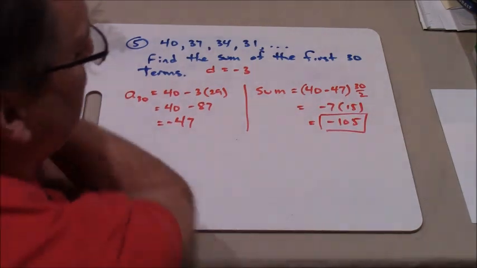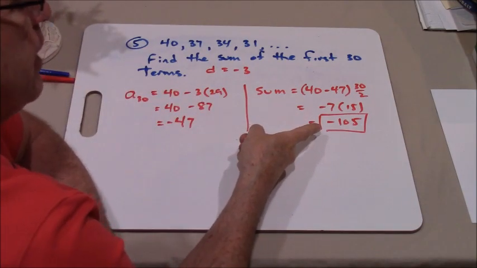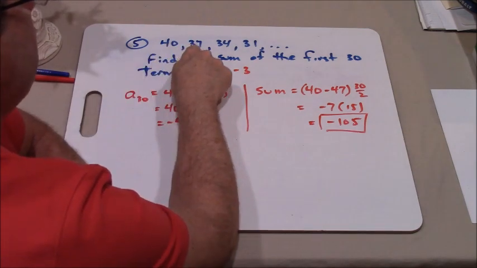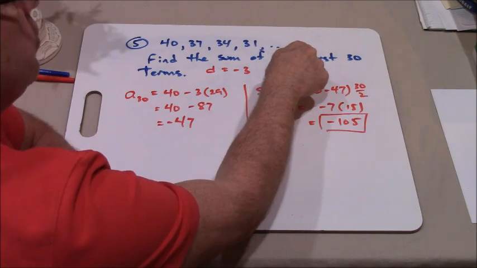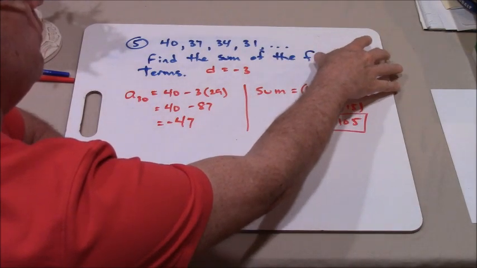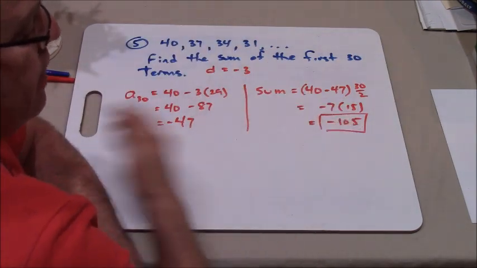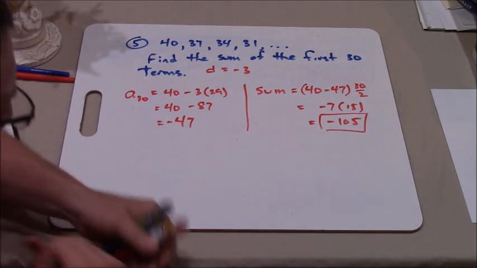Now you might look at that and go, well, wait a minute, how does that happen? How do we get a negative value when we're adding a bunch of positive numbers? Well, we're subtracting 3, so eventually these numbers get smaller, smaller, and smaller. They'll eventually work their way into negative numbers, and those negative numbers will cancel out the positive ones, and in the end we just have more negative than we do positive. All right, that's what we have for today.